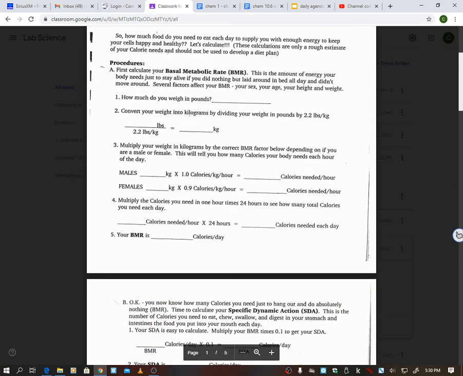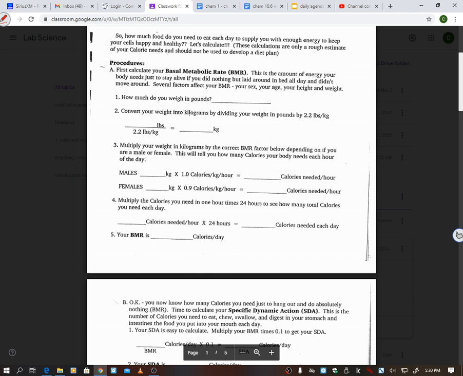So the procedure. First, calculate your basal metabolic rate, your BMR. This is the amount of energy your body needs just to stay alive if you did nothing but lay around in bed all day and didn't move around. Several factors affect your BMR: your sex, your age, your height, and weight. So I'm going to do this as if I am a 150-pound female.